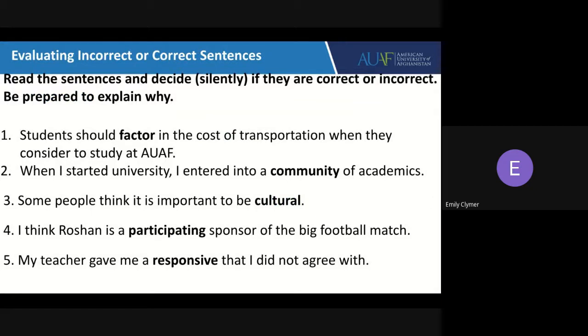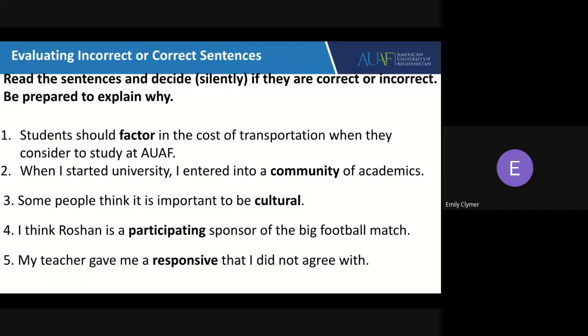Okay, so we'll take a moment and I'd like you to read the sentences and you're going to decide if they are correct or incorrect. In your mind, be prepared to explain why. I'll be explaining the answers in just a moment, so if I were you, I would pause the video, read each sentence, and decide, is the vocabulary word correct or is it incorrect in a sentence? Pause the video now because I'll be showing you the answers in just a second.